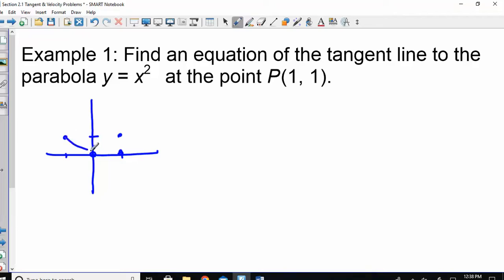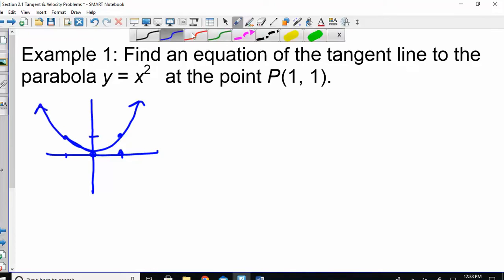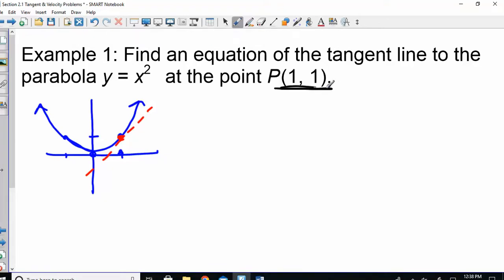So here's my curve. And we know that everywhere on this curve it would be a different tangent line, but I specifically want the equation of the line right here. Now, if you're going to write the equation of a line, what two pieces of information do you have to have? Yeah, we need the slope and y-intercept, and we can get that if we just have a point and a slope. Well, I have a point, but I have to figure out what the slope of this line is.